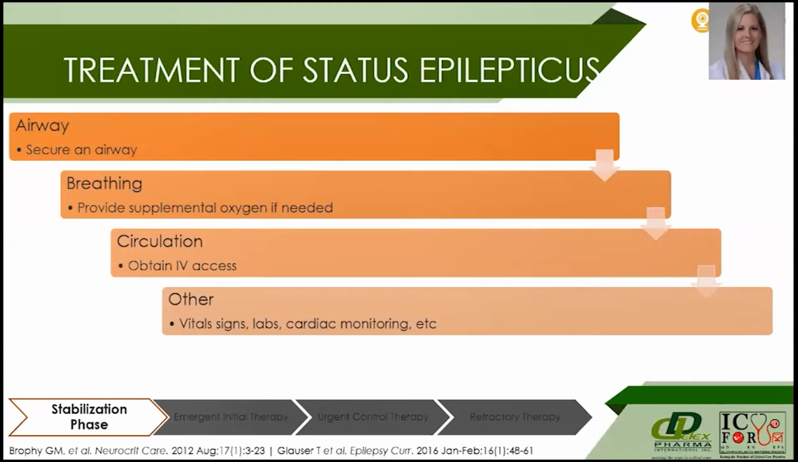Generalized seizure activity impairs mental status and the ability to protect an airway. So the airway should always be assessed concurrently with initial AED administration and should be serially evaluated as therapy is escalated. Just like with any good critical care, we're going to look at our ABCs first: airway, breathing, circulation, and then getting the labs that we need. All of this would be in the stabilization phase while we're starting initial therapy.